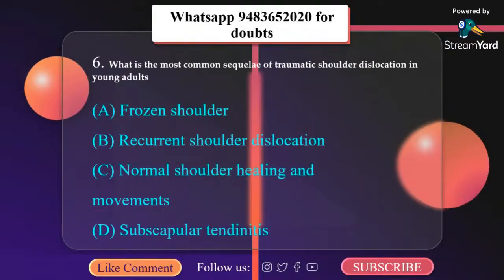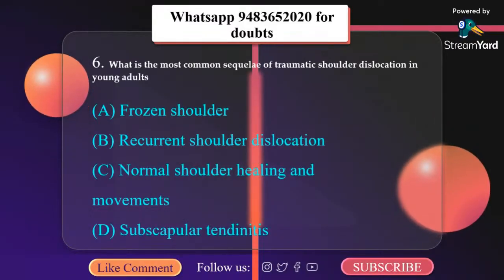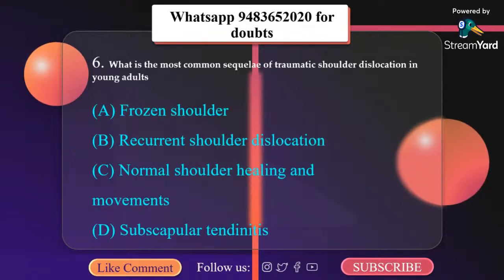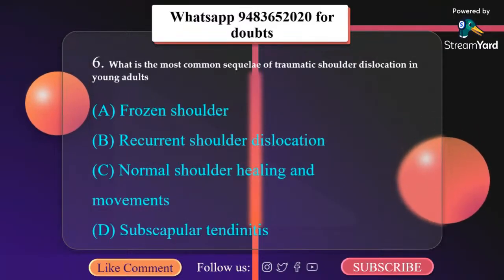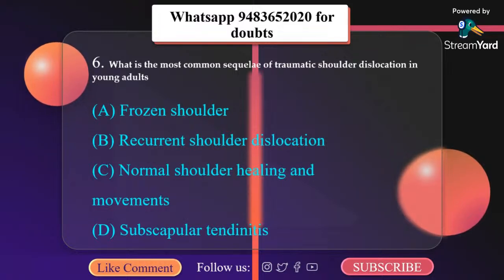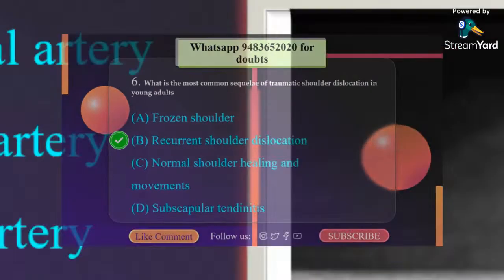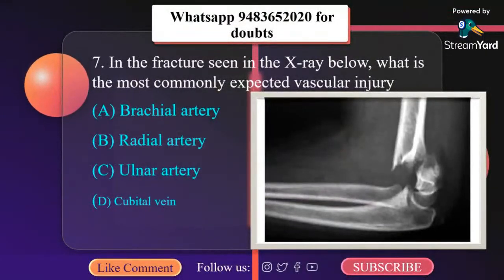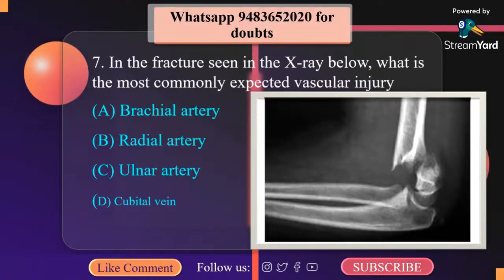What is the most common sequelae of traumatic shoulder dislocation in young adults? A. Frozen shoulder. B. Recurrent shoulder dislocation. C. Normal shoulder healing and movement. D. Subacromial tendinitis. It is recurrent shoulder dislocation. In the fracture seen in X-ray below, what is the most commonly expected vascular injury? It is brachial artery.